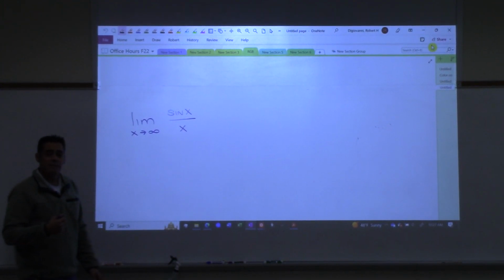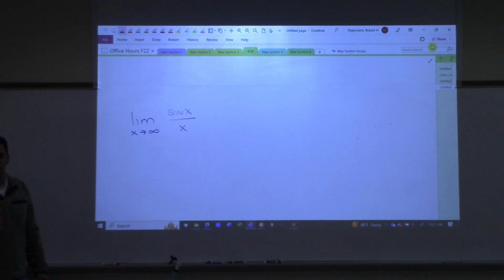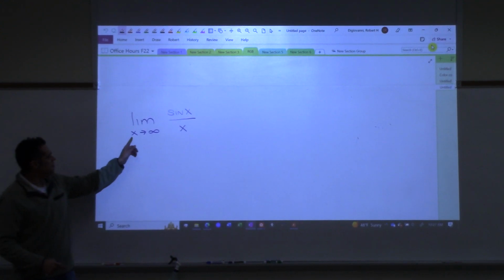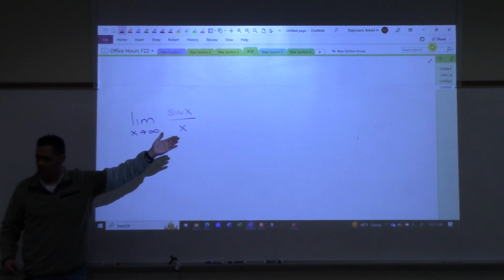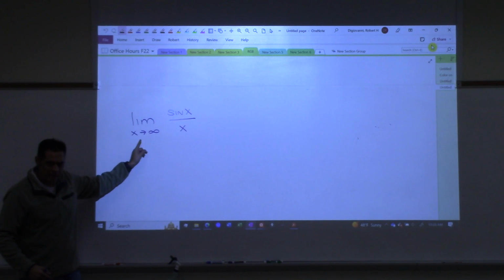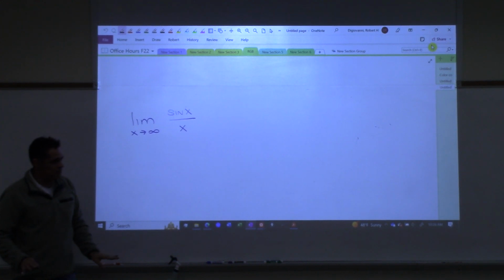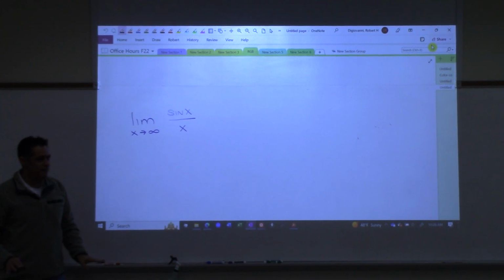It has to go to 0. Does your junk go to 0 here? No. You see, there's a difference. If this was x goes to 0, the answer would be 1. But because we're going to infinity, it's not. Right? Be careful.